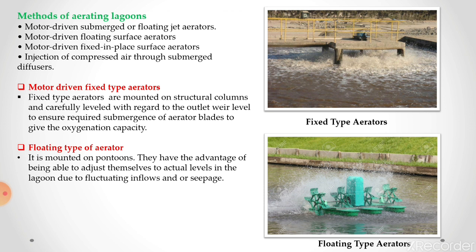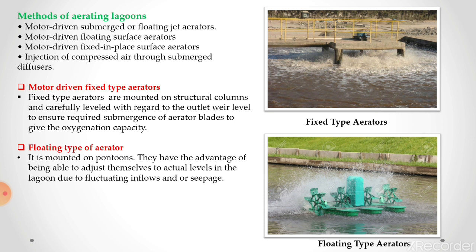There are different methods by which the lagoons are aerated. First is motor driven submerged or floating jet aerator. Second is motor driven floating surface aerator, motor driven fixed in place surface aerator, and injection of compressed air through the submerged diffuser.